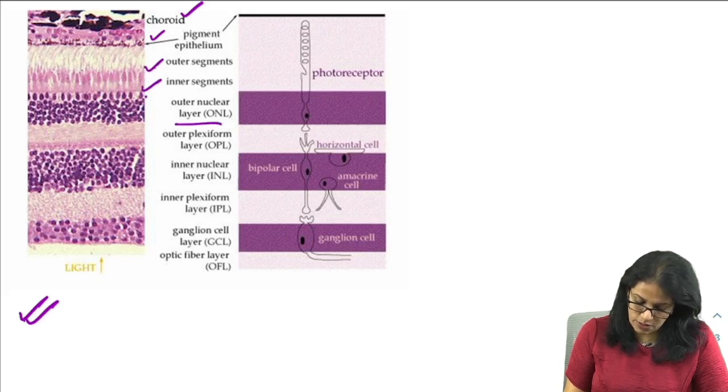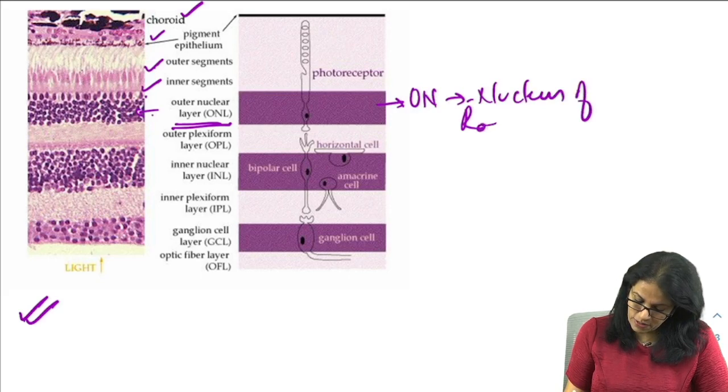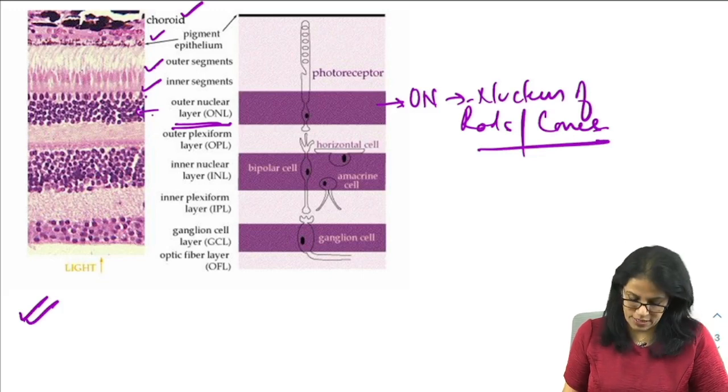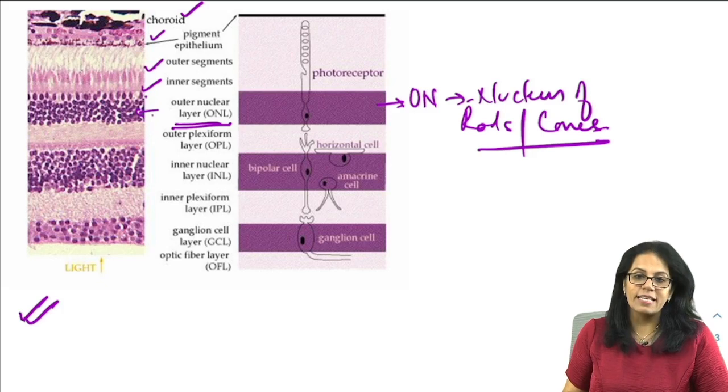So the outer nuclear layer has what? The nucleus of rods and cones. Just don't forget, outer nuclear layer is nothing but nucleus of photoreceptor cells. Now this is so important, and you shouldn't be making mistakes here, but many do. That's why we are revising. It's very simple also. Then comes outer plexiform. Again, it means axons of the rods and cones are synapsing with bipolar cells.